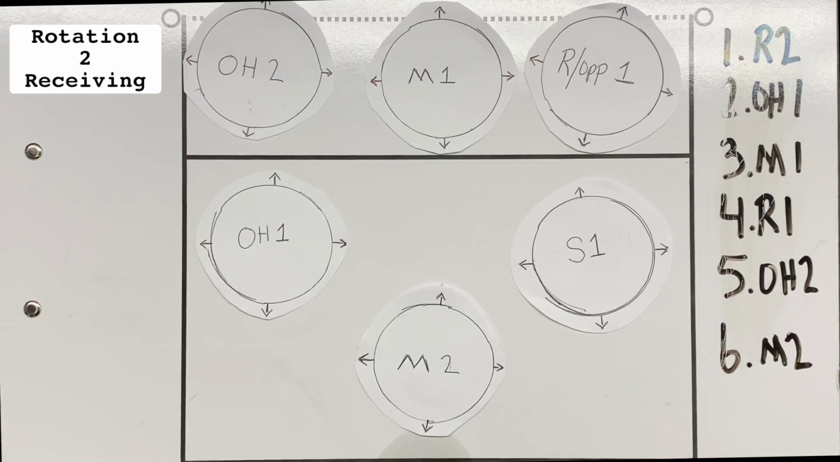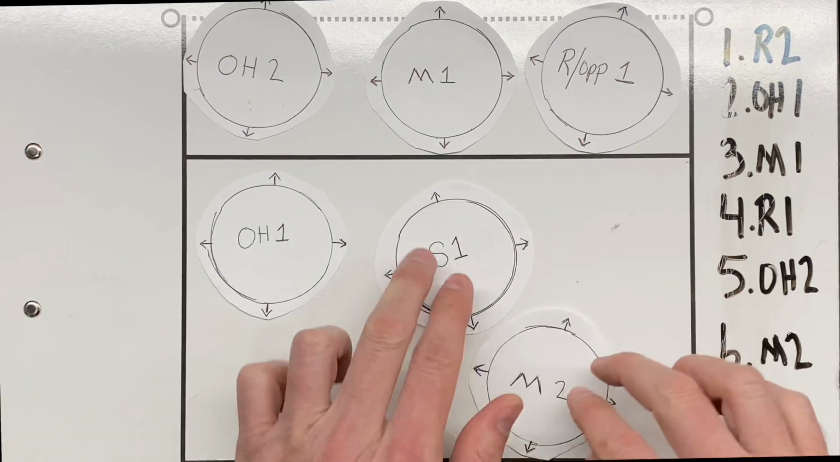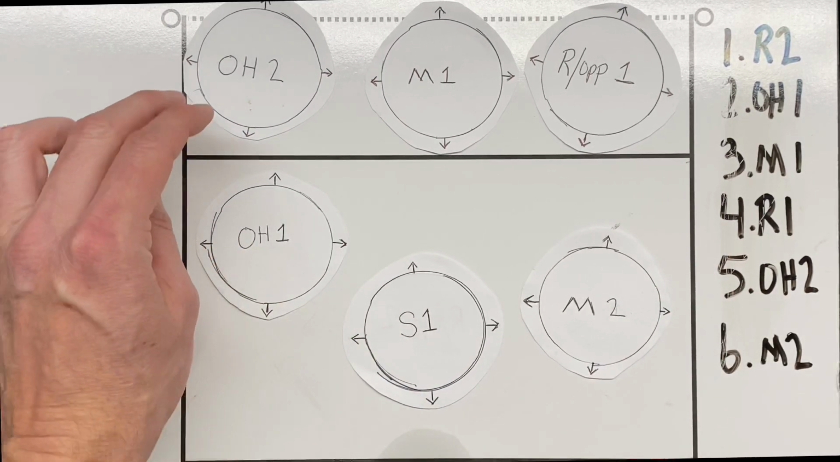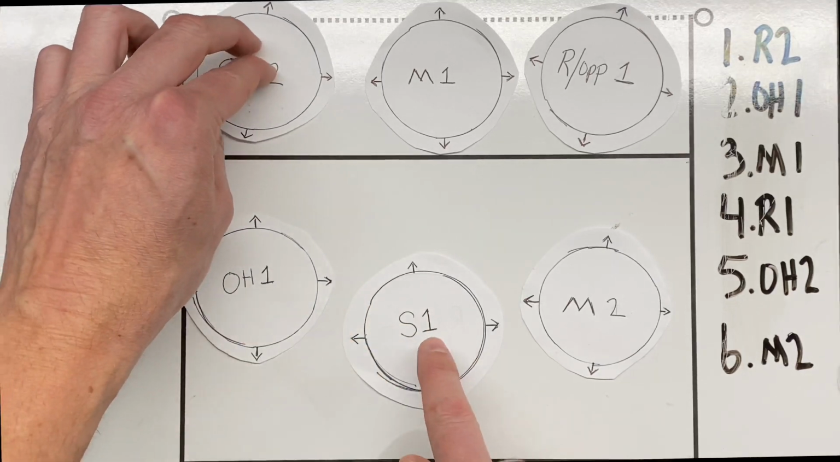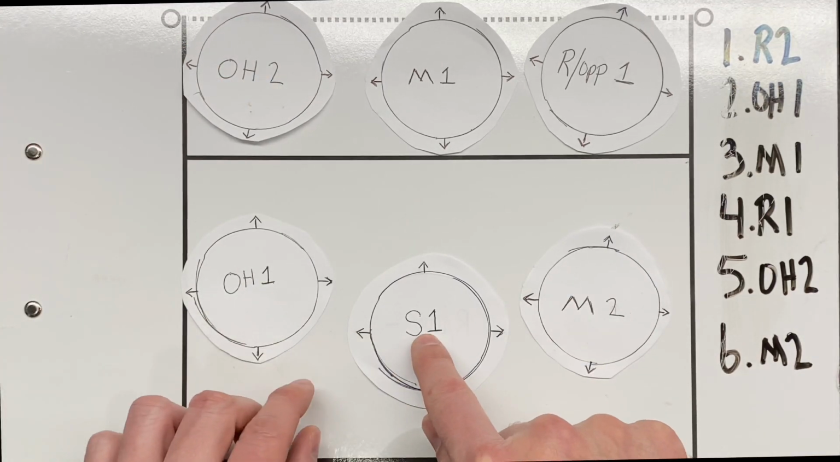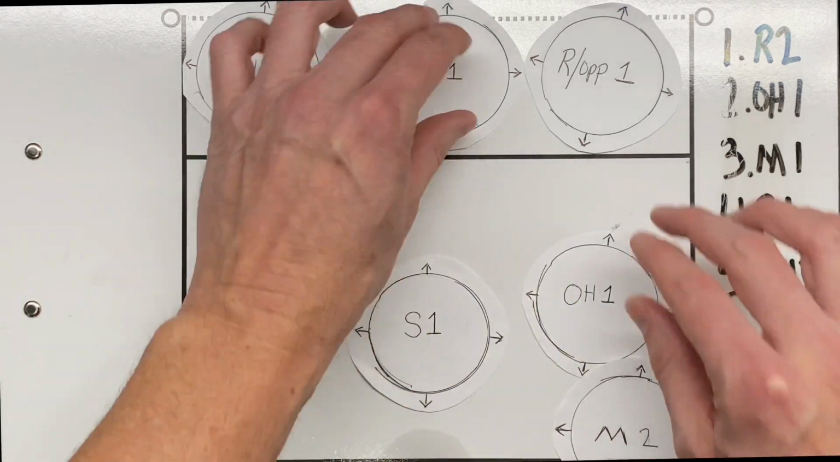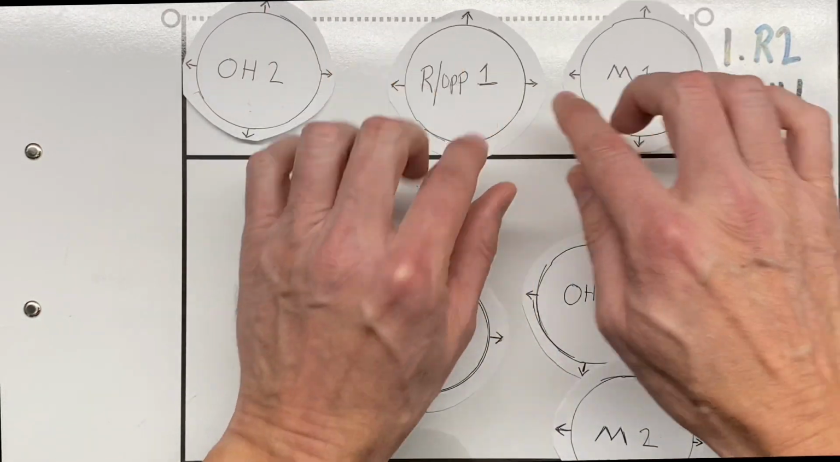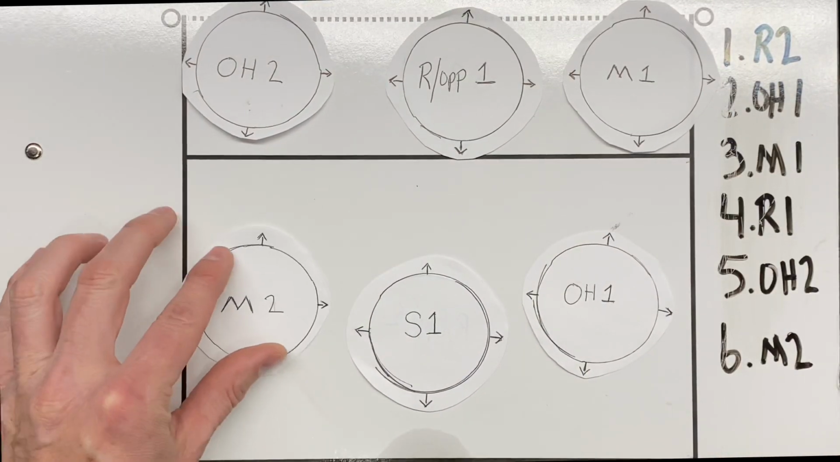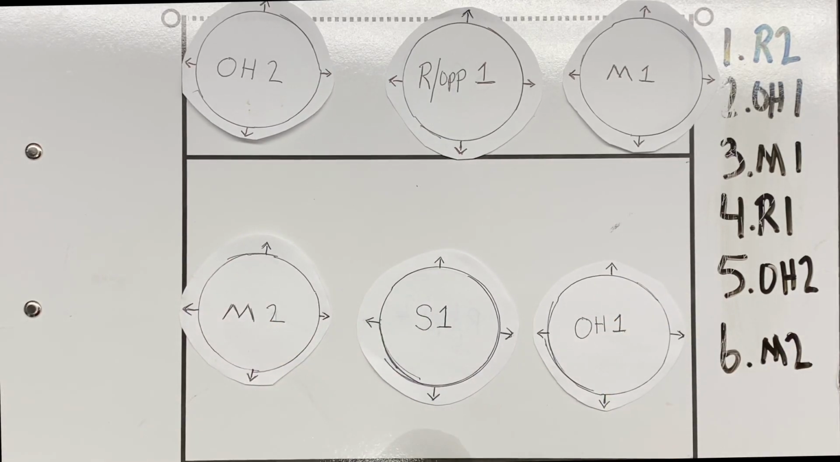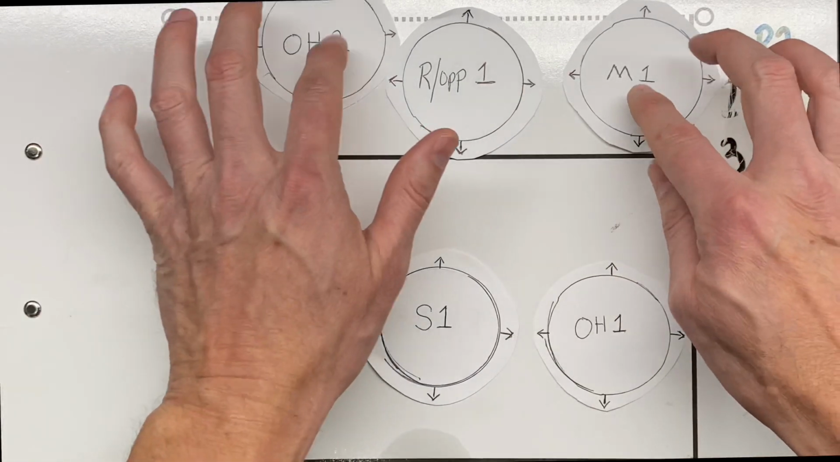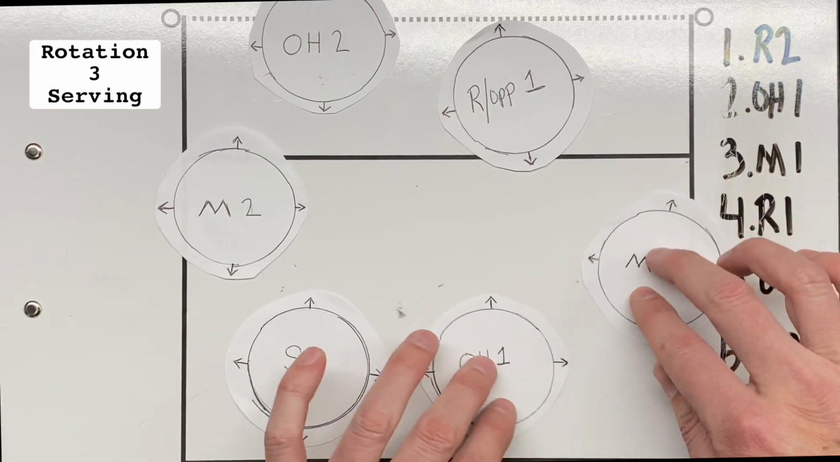Now, let's say we got the side out. Okay, so we were just in rotation 2. So right side, outside, middle, right side, outside, middle. Okay, so here we are right here. Let's rotate. Okay, so everybody moves over.